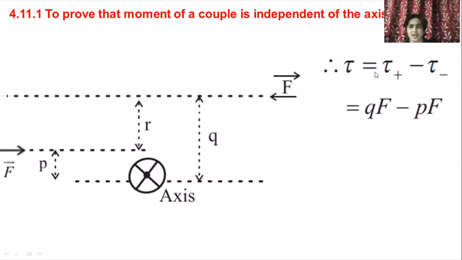So now we will find out the magnitude of this torque due to this force. The torque is the magnitude of force multiplied by the perpendicular distance from the axis of rotation. So the magnitude of force is F, the perpendicular distance from the axis of rotation is Q. So Q into F.